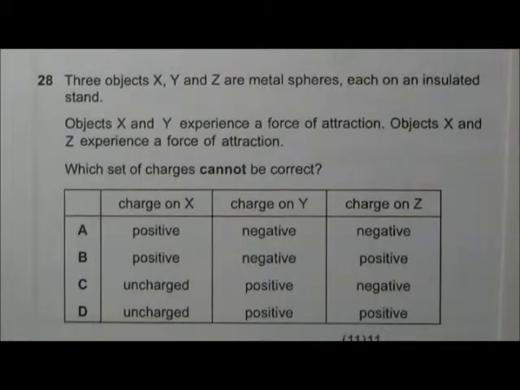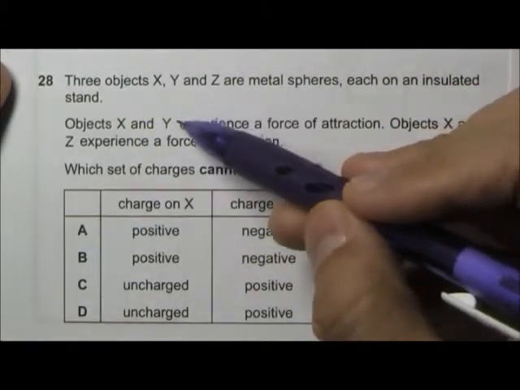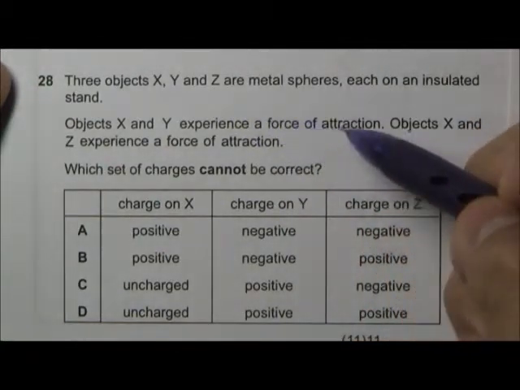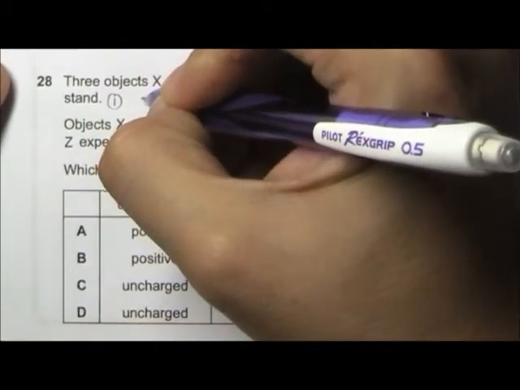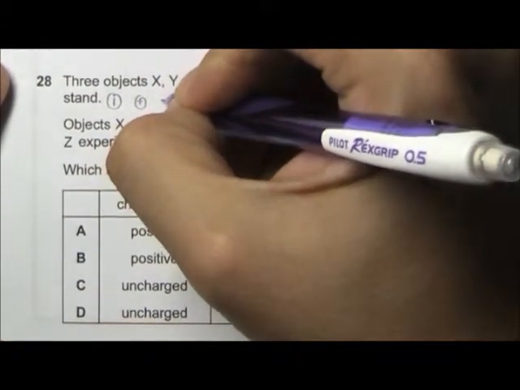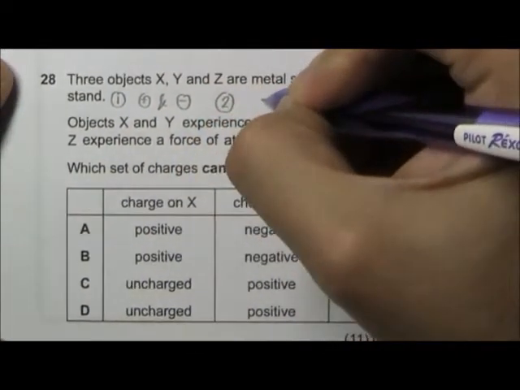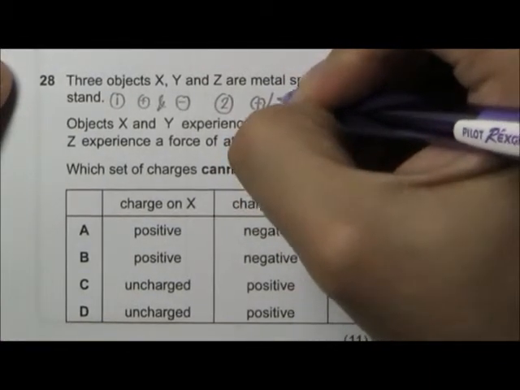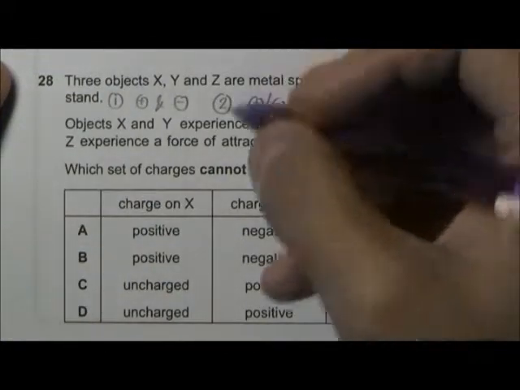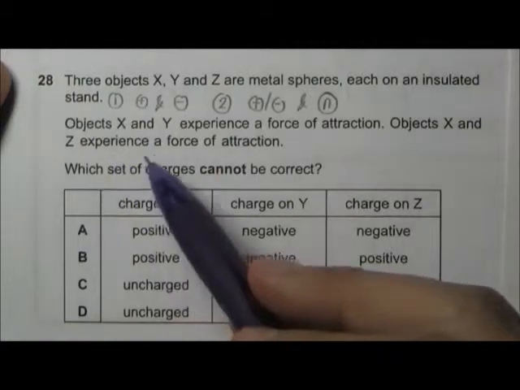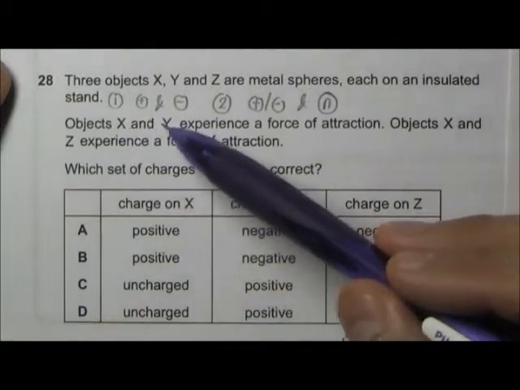Okay, in this question we have three metal spheres, and spheres X and Y experience a force of attraction. When there is a force of attraction, there are two possibilities. The first possibility is that one is positively charged and the other is negatively charged. The second possibility is that one is charged, either positive or negative, and the other is a neutral object. We know that X and Z also experience a force of attraction. So now let's look at X and Y first.